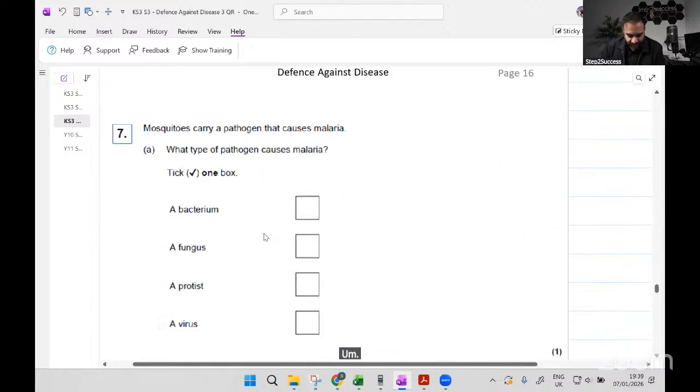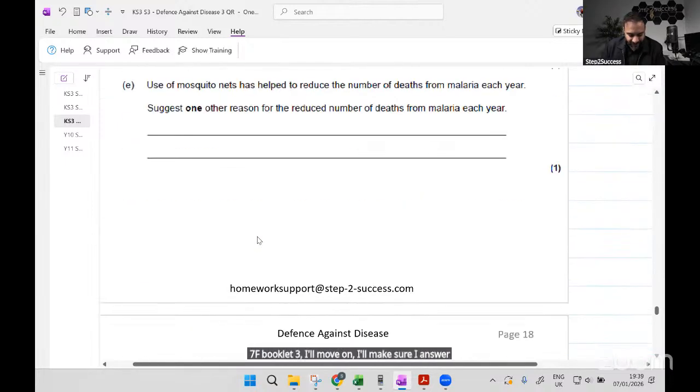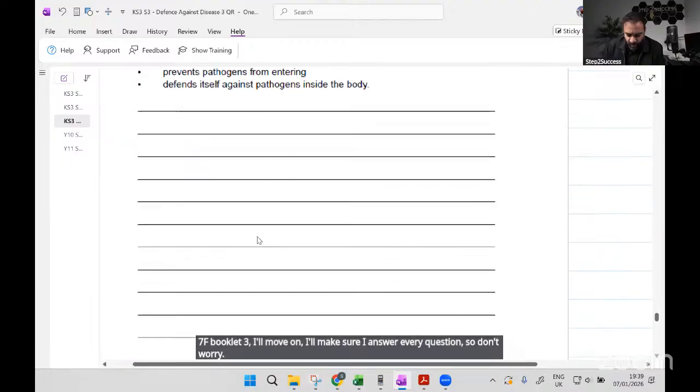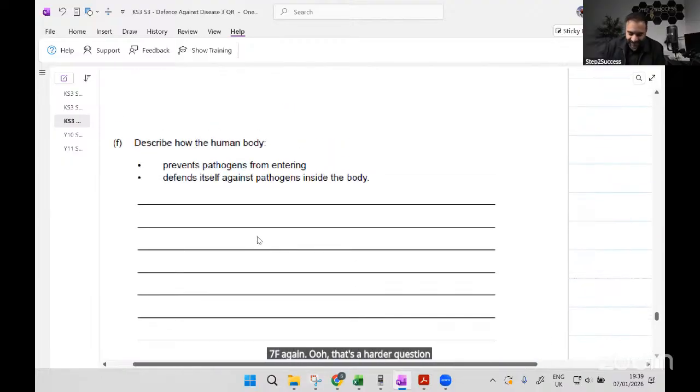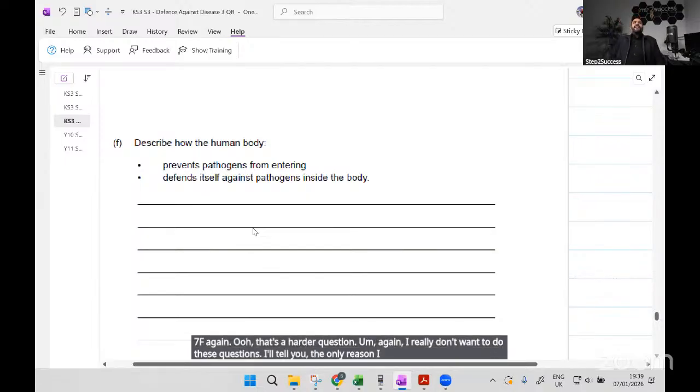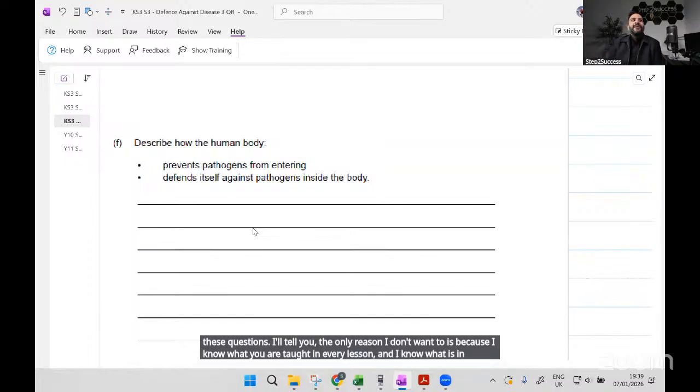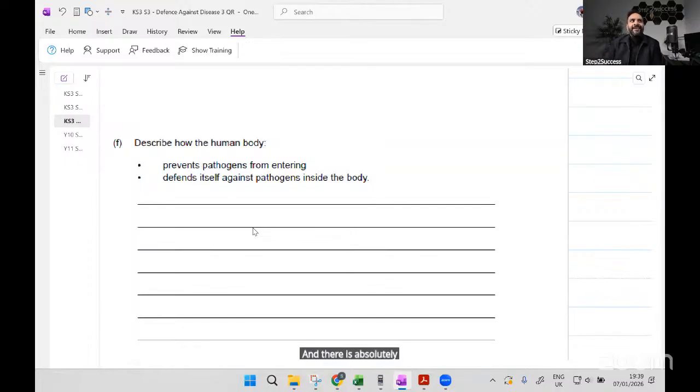7F, booklet three. I'll move on. I'll make sure I answer every question, so don't worry. 7F again. That's a harder question. Again, I really don't want to do these questions. The only reason I don't want to is because I know what you are taught in every lesson, and I know what is in your notes. And there is absolutely no way that this isn't in your notes. So I'm not going to write anything down. I'm going to say things.